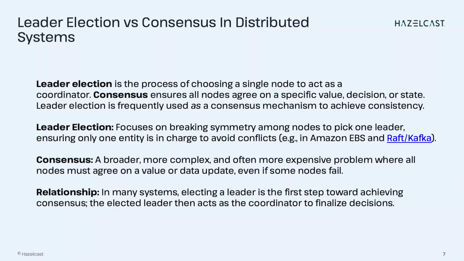But it's really about breaking the symmetry amongst nodes and picking one leader, ensuring that the one entity is in charge of avoiding any type of conflicts, right? And the popular ones you probably hear about lately is Raft, which is the consensus algorithm, and Kafka, which uses that particular one, well known. Any other leader election or consensus algorithm anyone want to have experience with?